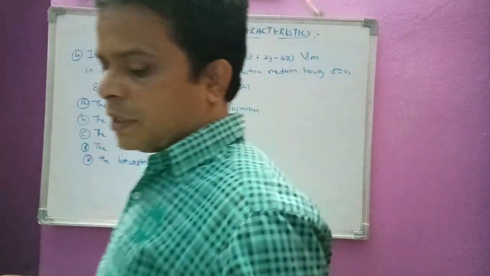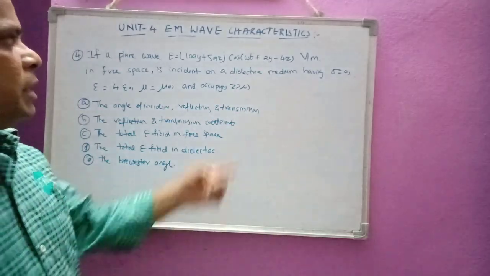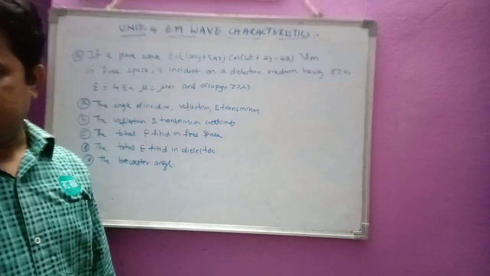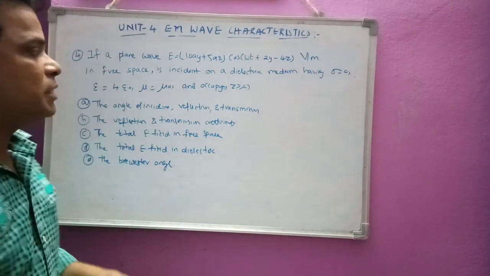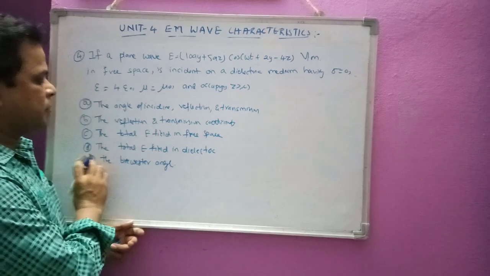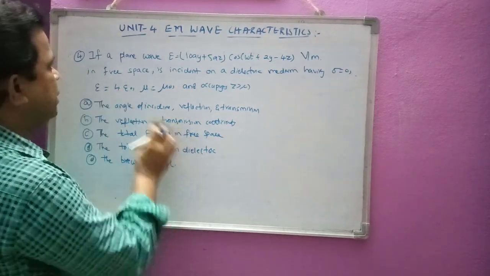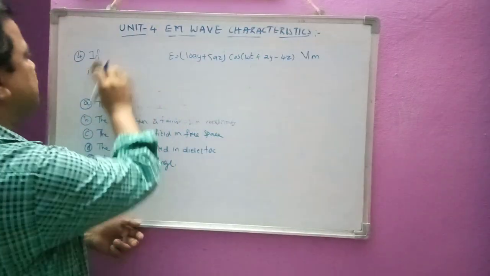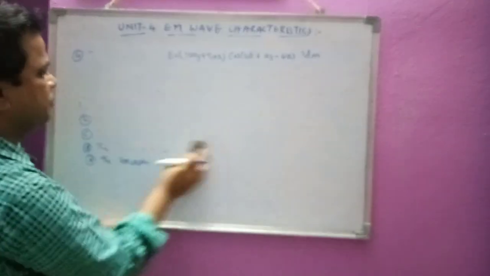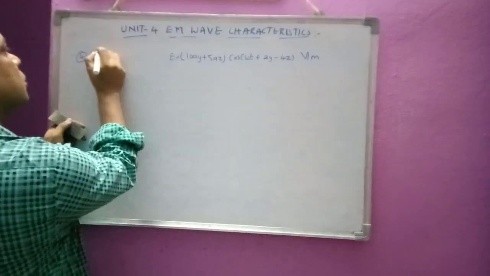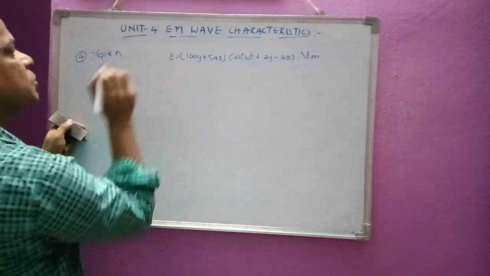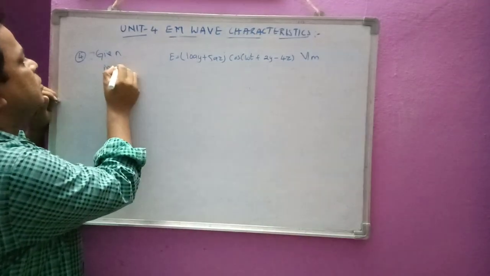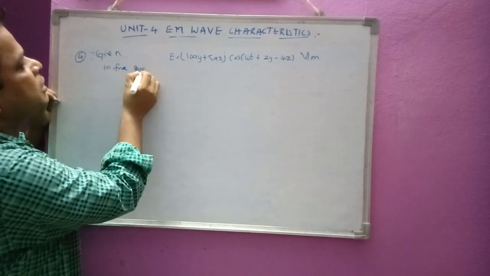Now we first have to understand, and we have to draw the diagram here. Now we can say that the plane of incidence is the YZ plane, at z equal to 0. Let me write the given data and the diagram here. So this is the given E field, and in free space he is telling.